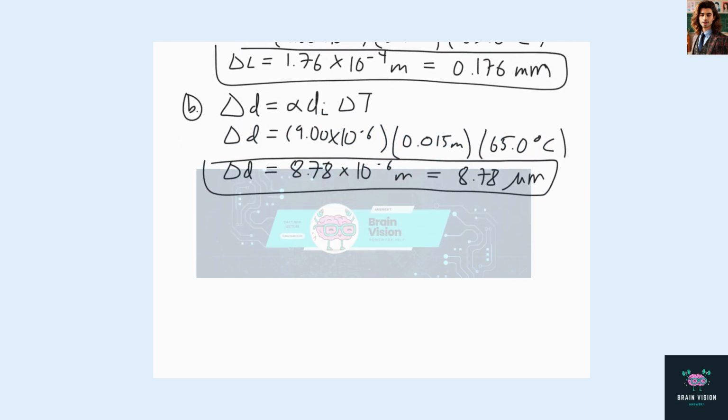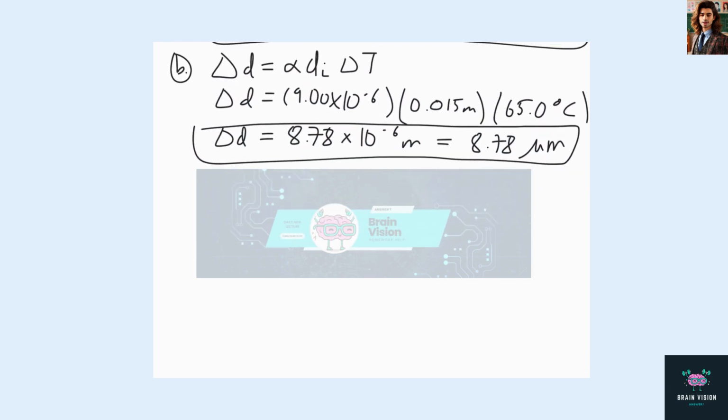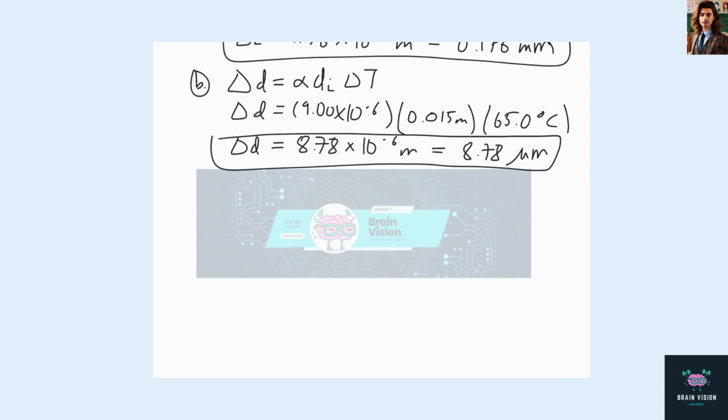Now, how does the volume change? Well, we can start with the equation delta V is equal to 3 alpha V initial delta T. But we need to find our initial volume in order for this to work. So the volume of a cylinder is going to be the area of the base, which is pi r squared, but we have diameter, so the diameter over 2, and this is the initial diameter, squared, times the height of the rod, or length, L initial.